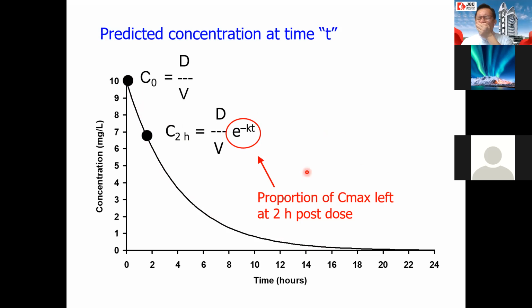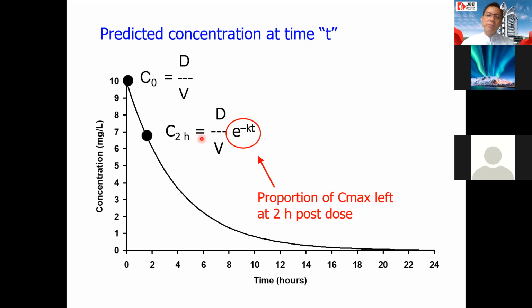Normal graph paper, yeah. So it follows exponential, this is e to the power of minus KT. When you use the semi-log, it is following ln, or log, depending. Now you have the 2 hours, so predict the concentration at 2 hours.